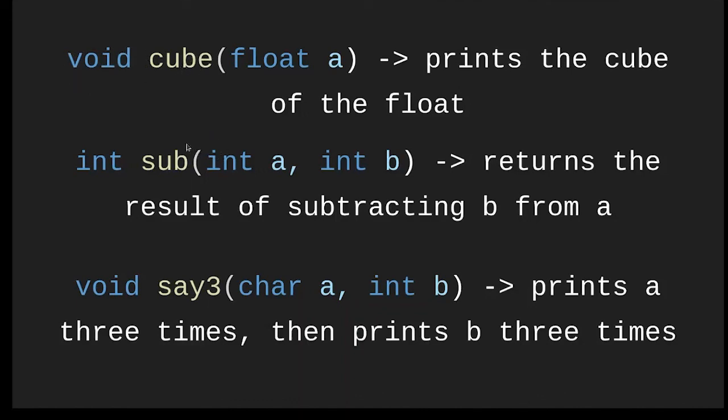Then as for the next function, you do the sub. So what it does is subtract b from a, as explained here. And then finally say 3, which is going to print a 3 times and then print b 3 times. Sorry, not a, but whatever the value of a is 3 times, and then whatever the value of b is 3 times. Inside the void function, not returning anything by itself.